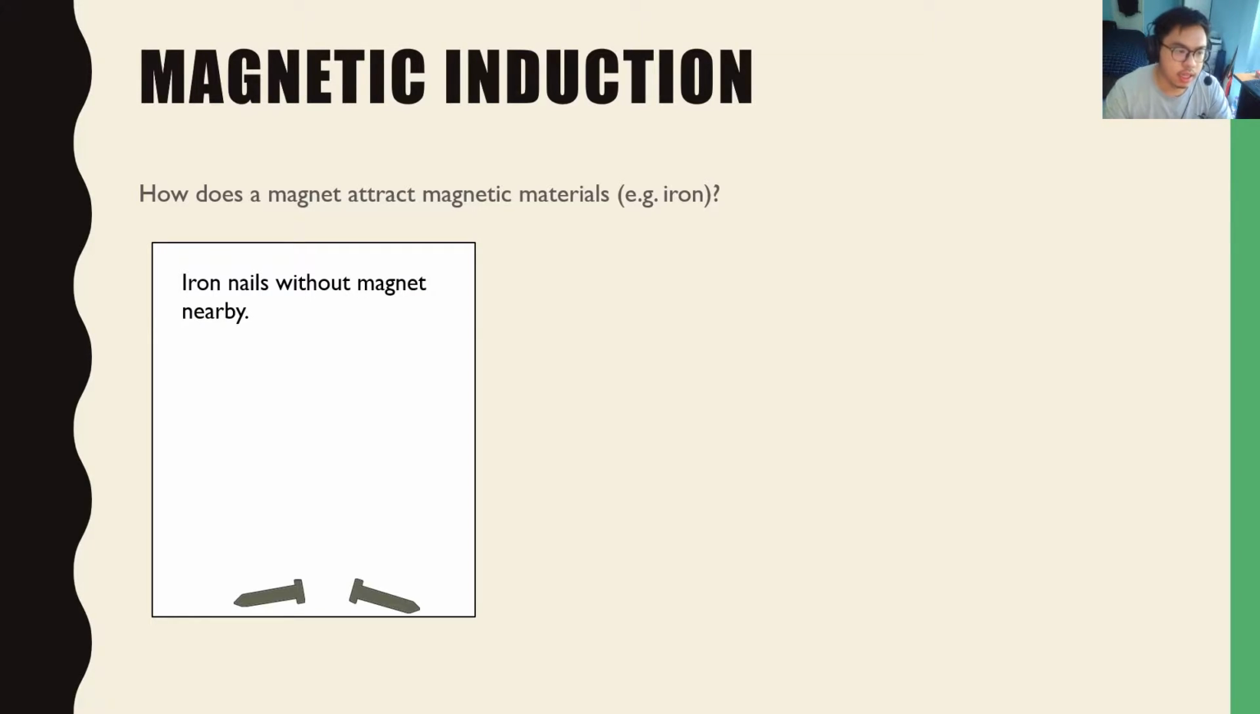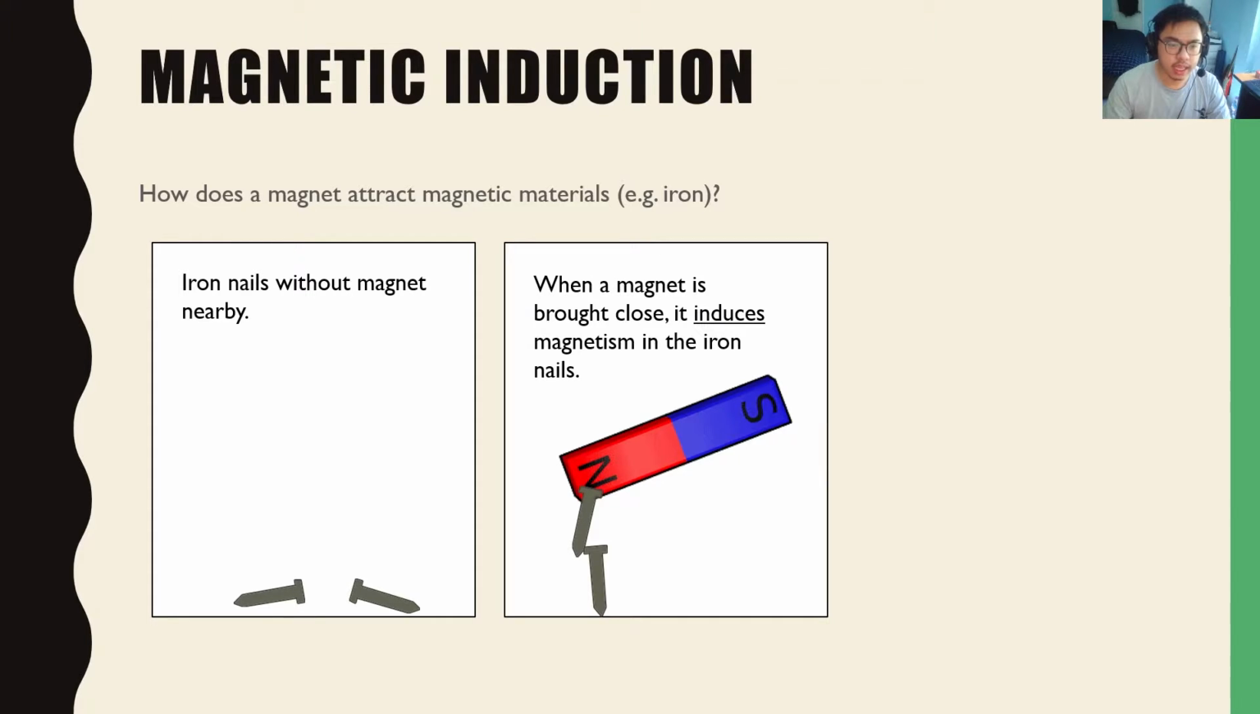So let's say you have iron nails and they behave normally, and this is the iron nails without magnets nearby. And then when you bring close a magnet to these iron nails, you can see the iron nails are instantly attracted to the magnet. Why does this happen?